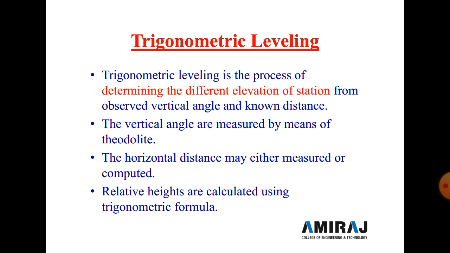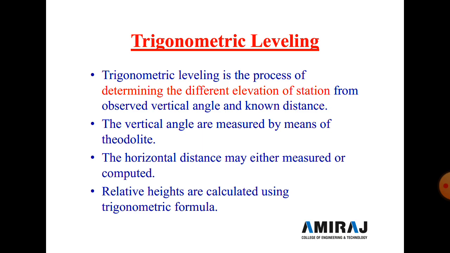If the station is on the upward side, we rotate the telescope in an upward direction, and if the station is in a downward direction, we rotate the telescope downward, and we know upward or downward from the angle. If the angle is positive, the station is in an upward direction, and if the angle is negative, the station is in a downward direction. The horizontal distance may be either measured or computed.